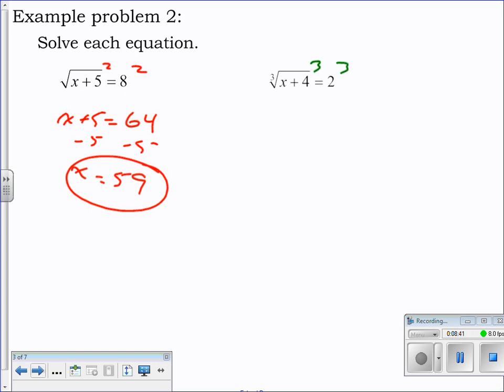Okay, cube both sides. X plus 4 equals 8. Subtract 4. Yeah, 2 cubed is 8. Subtract 4. X equals 4. Oh, it's a square root. I don't have to check my answers, right? No, you still got to check your answers. 4 plus 4 is 8. Cube root of 8 is 2. So we're batting 50%, right? On whether or not the answers work.